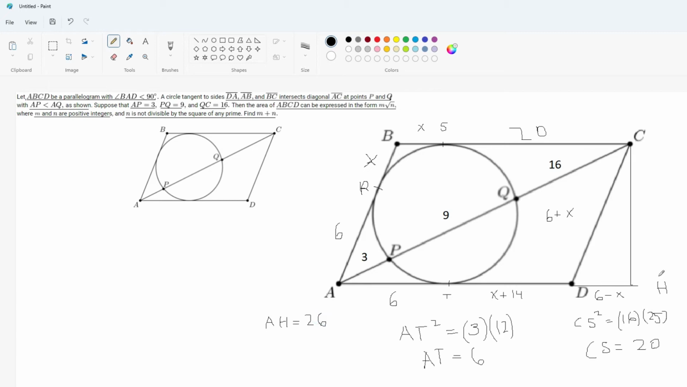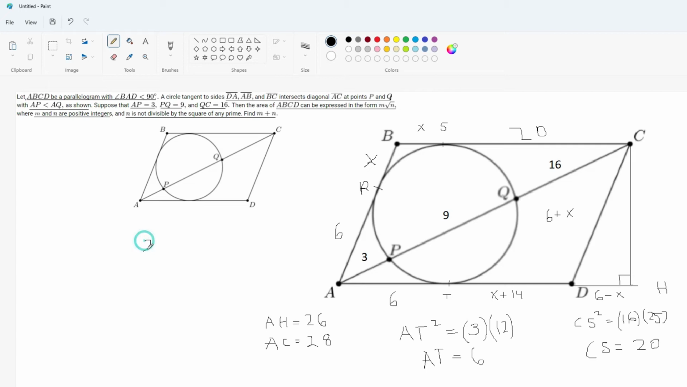Because now that we know that AH is 26, and we already know what AC was, as its line segmented parts were given in the problem, and we drew a perpendicular distance, we can use one of the oldest tricks in competition math and in geometry itself. We can use the Pythagorean Theorem. So I'm just going to write down what the length of AC is. AC is just the sum of AP, PQ, and QC, which will give us a total length of 28. So we have the length of AC, we have the length of AH, so we can take the length of HC by simple Pythagorean theorem.